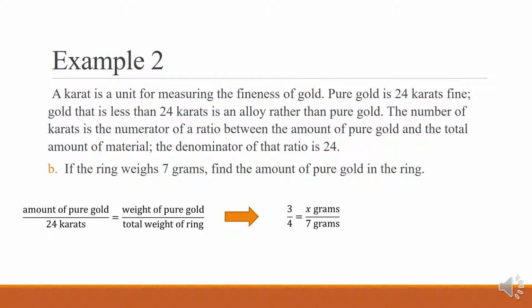All right, so I'm going to now cross multiply to figure out what X is. So I'm going to go ahead and just get rid of the grams, just to make this a little easier, a little smaller. And now I'm going to cross multiply.